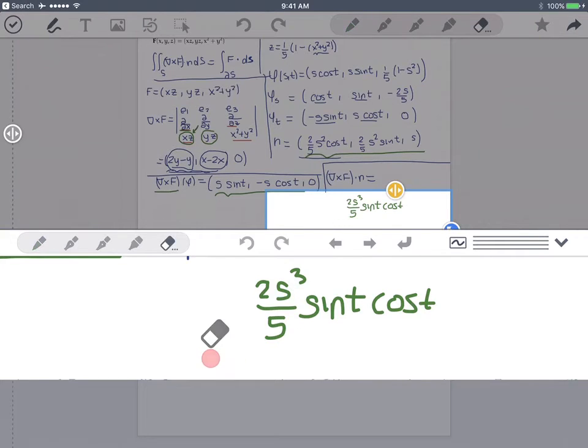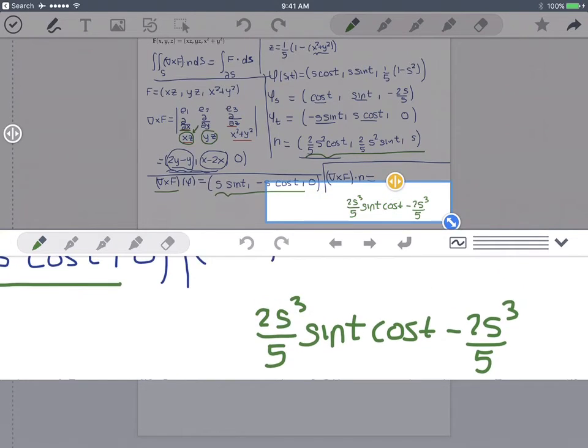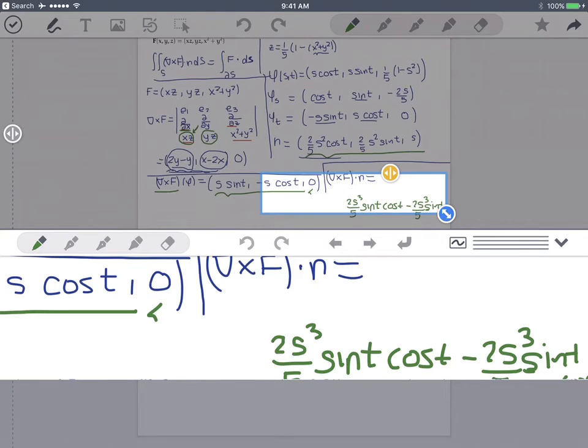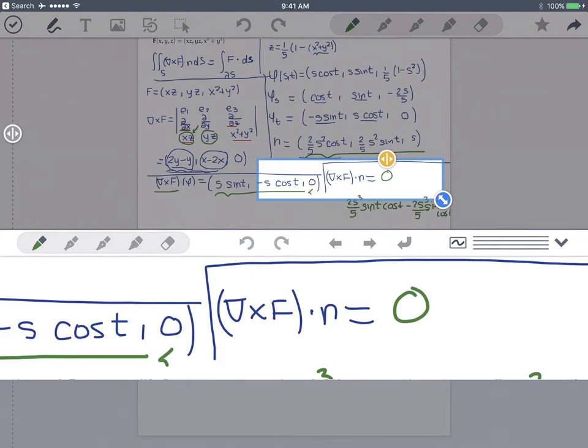So this guy here got erased. But the second term becomes the negative of the same thing, negative 2s cubed over 5 sine t cosine t. So these guys cancel. There you go. The third term is 0, right? Because I have a 0 entry right here. That is 0. So I don't have to do any integral.